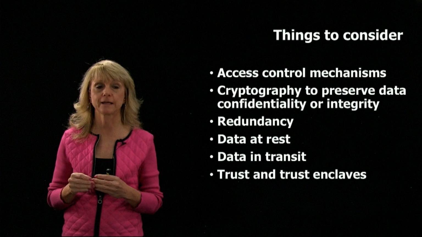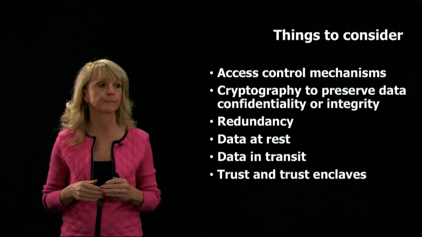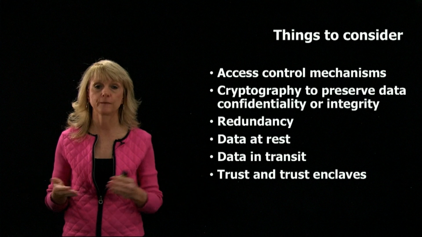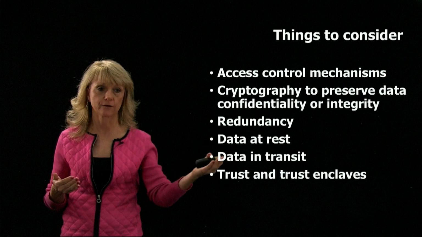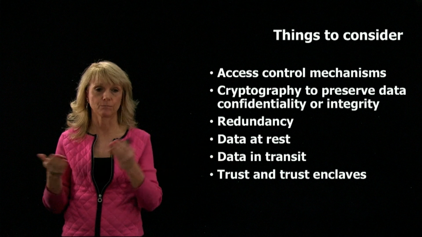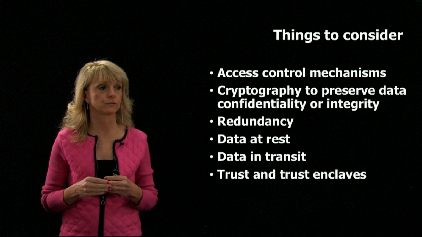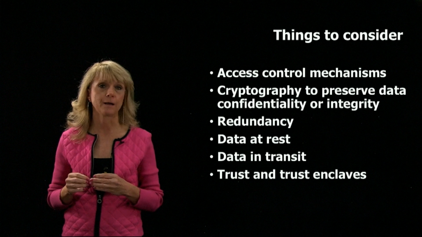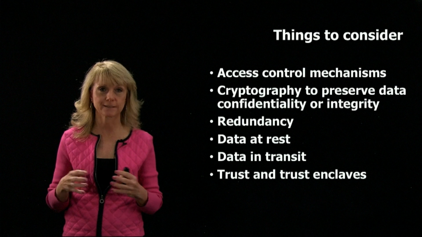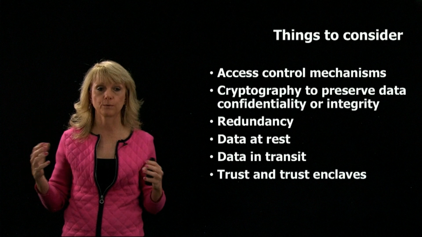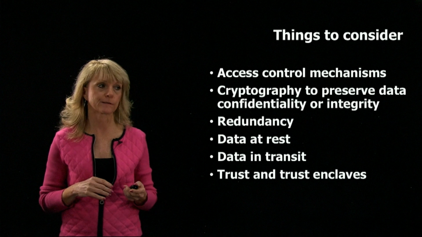Redundancy. If you have sensitive data, you may want to have it in more than one place in case there's some corruption of one data set. You want to have a backup. Consider data at rest. When the data is sitting in the database, is it encrypted? And then data in transit, when you're transferring data from one system to another, even from the server to a client, that data can be captured by an attacker. So you want to make sure that you transfer it securely. You also consider trust and trust enclaves. In the case of your data, who do you trust with the data? An enclave would be a grouping. So who is within your trust boundary? You need to be thinking about that when you design your data mechanisms.